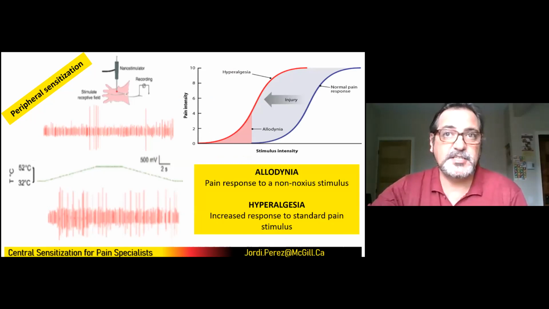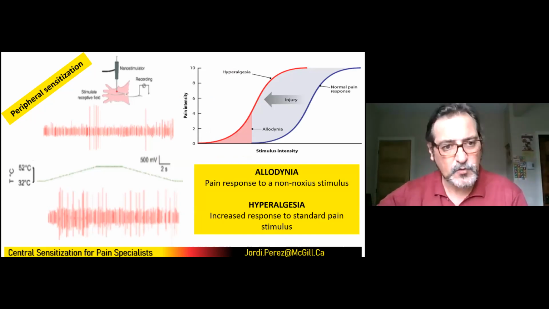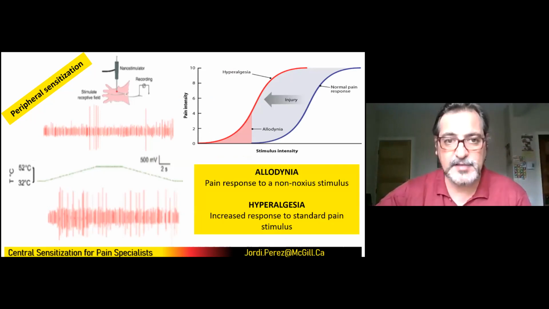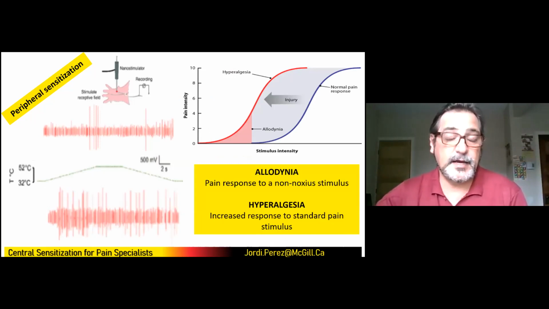This peripheral sensitization transduces into two phenomena, allodynia and hyperalgesia. On the left side of the screen, you can see an electrophysiological recording of the hind paw of a rat. And you can see at the top how increasing the temperature in a normal, unharmed control rat causes some spikes of nerve conduction. And this transduces the normal pain sensation that a rat under anesthesia will experience when causing a noxious stimulus.